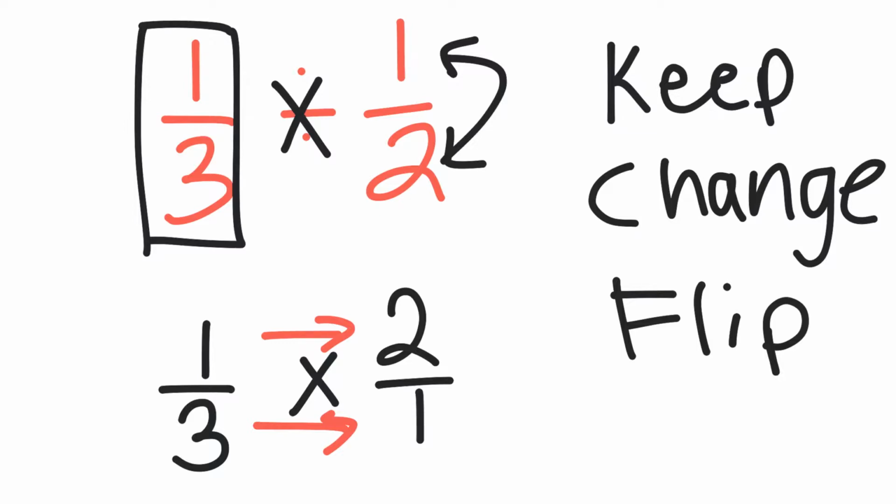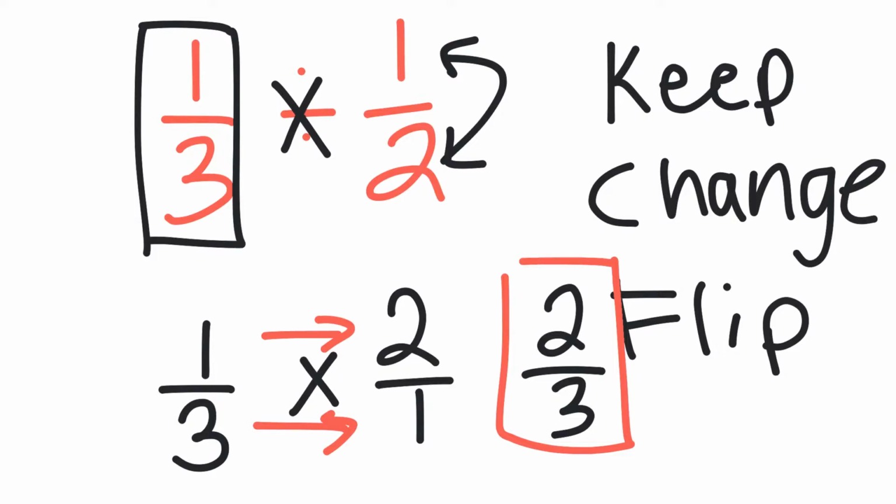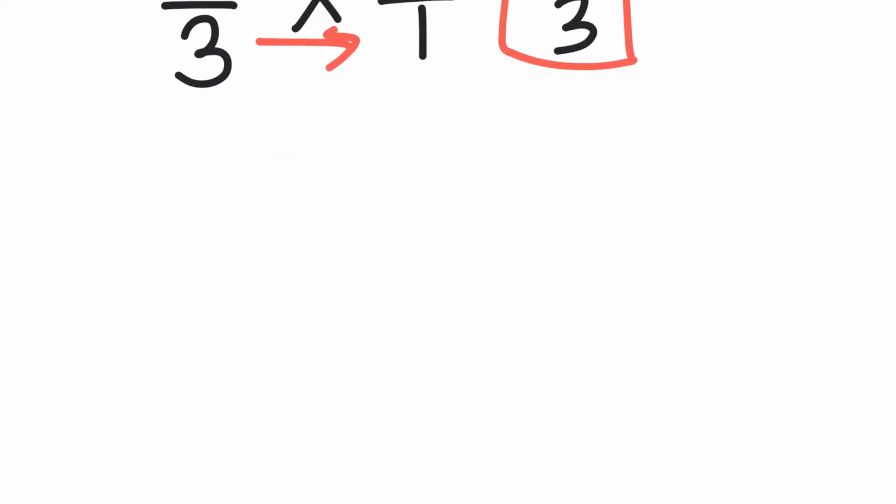And so now I just multiply the 2 times the 1, and that gives me 2. And then I multiply the 3 times the 1 on the bottom, and that gives me 3. So my final answer in this particular example becomes 2/3. Now let's just do one more problem just to make sure that we have it down.